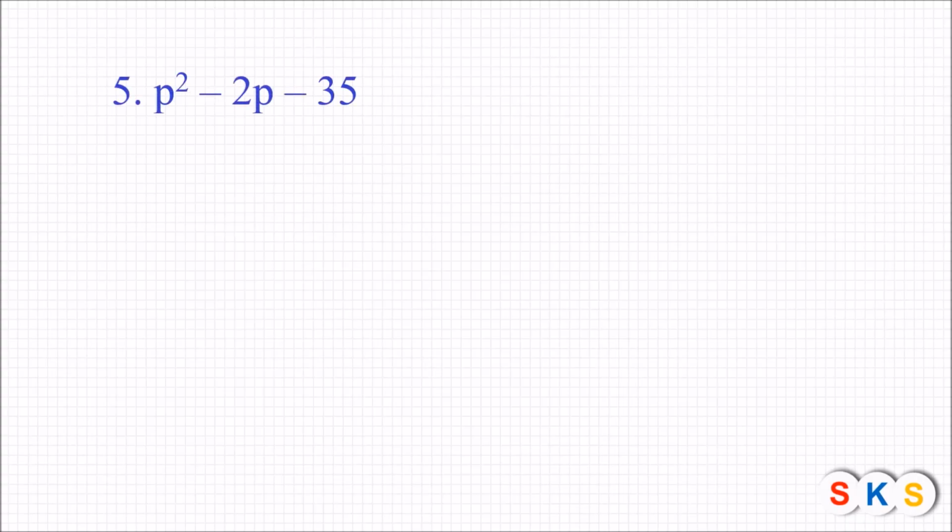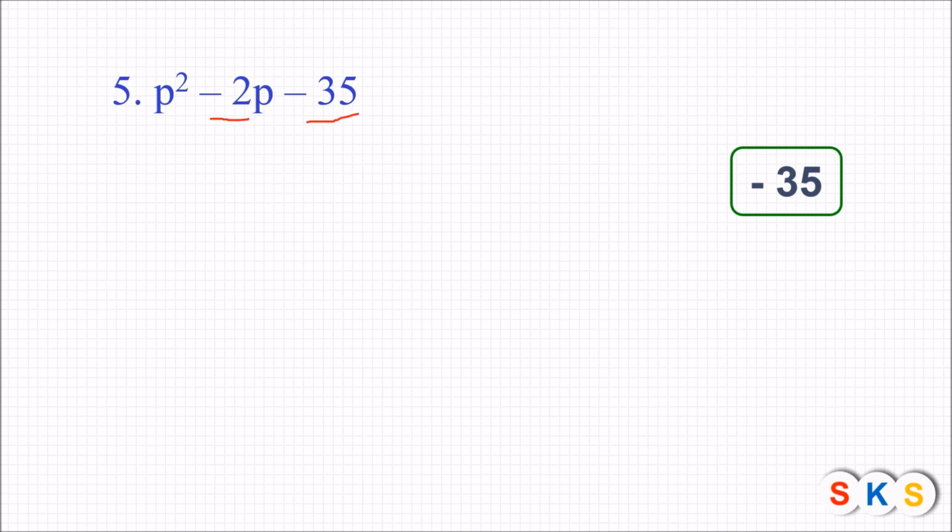Here we have question number 5. What is the third term over here? It's minus 35. Now we will find two numbers. When you multiply them, you should get minus 35, and when you add those two numbers, you should get minus 2.